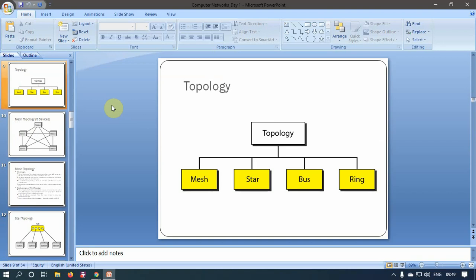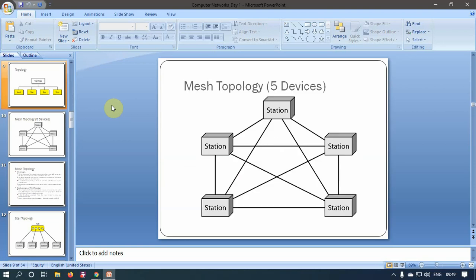Secondly, we have something called a topology. Topology means how the nodes of a network are actually arranged. There can be four types by which we can arrange the nodes. The first one is mesh, the second is star topology, the third is bus topology, and the fourth is ring topology. There are certain advantages as well as disadvantages of these topologies, and this will be present in the PPT. I will share the PPT with you. But first, let us understand what the topologies actually look like.